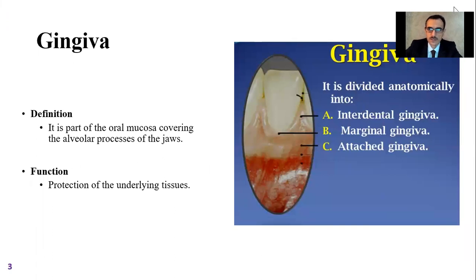First, let us start from the gingiva, or as we call it, the gum, and from the normal histology and anatomy. It is the part of the oral mucosa that covers the alveolar processes of the jaws and protects the underlying tissues. It is divided anatomically into three parts: the interdental gingiva, the marginal gingiva, and the attached gingiva.